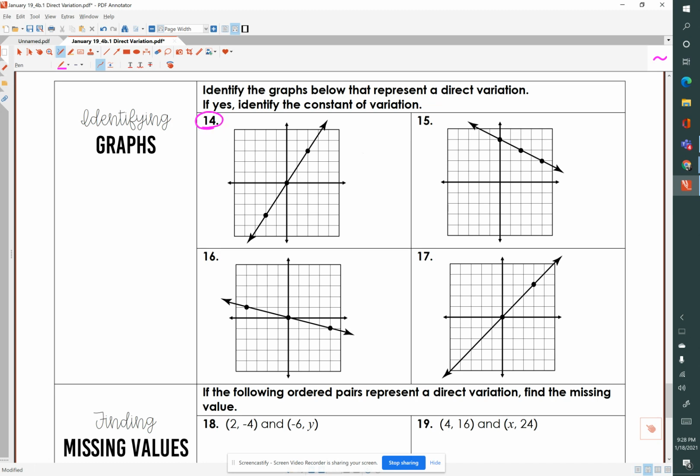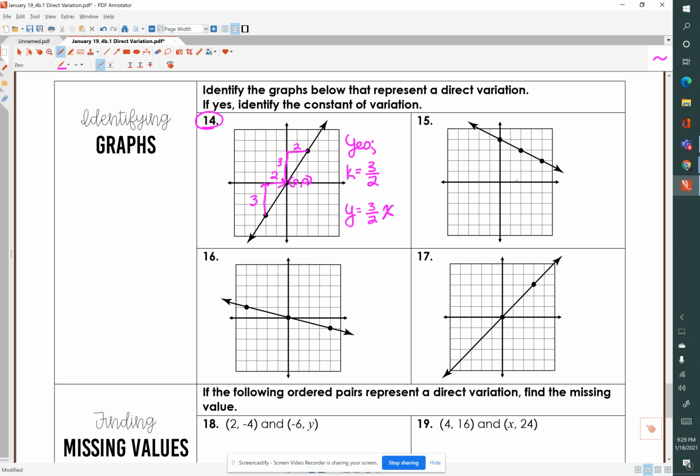Okay, let's look at number 14. So what we're looking at is the slope. We have a rise of 3 and a run of 2. So we have a positive 3 over a positive 2. We go through the origin, 0, 0. So it looks like, yes, we have a direct variation relationship where k equals 3 over 2, and our equation will be y equals 3 over 2 x.